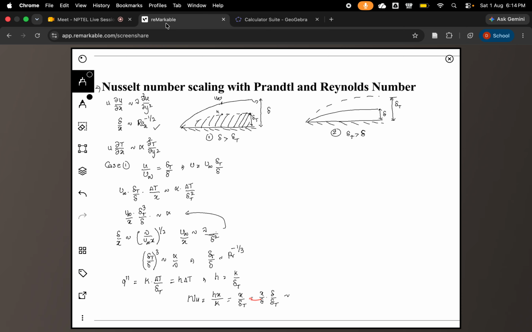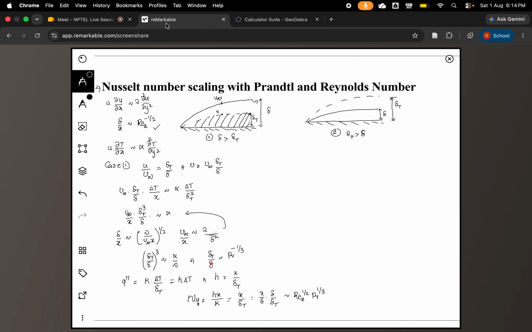which would scale as x by delta, which you already know is Reynolds number to the power half, and delta by delta t is the inverse of this, that is Prandtl to the power 1 by 3. This is our local Nusselt number scaling for case 1, which is delta greater than delta t. And when will delta be greater than delta t?